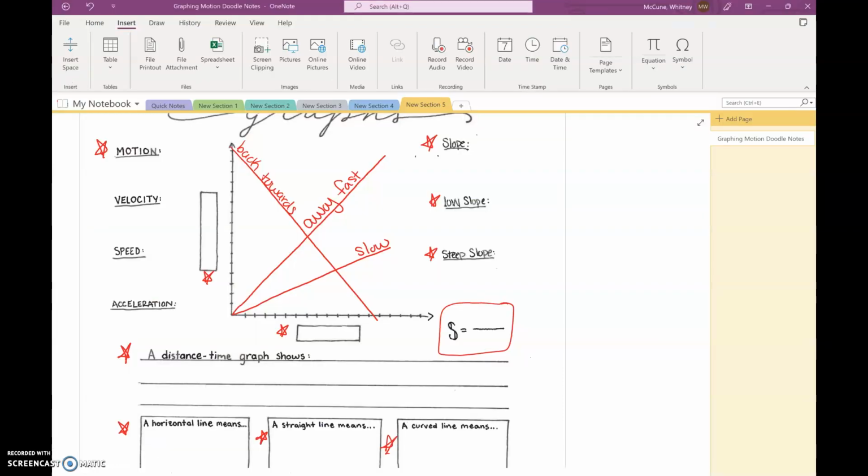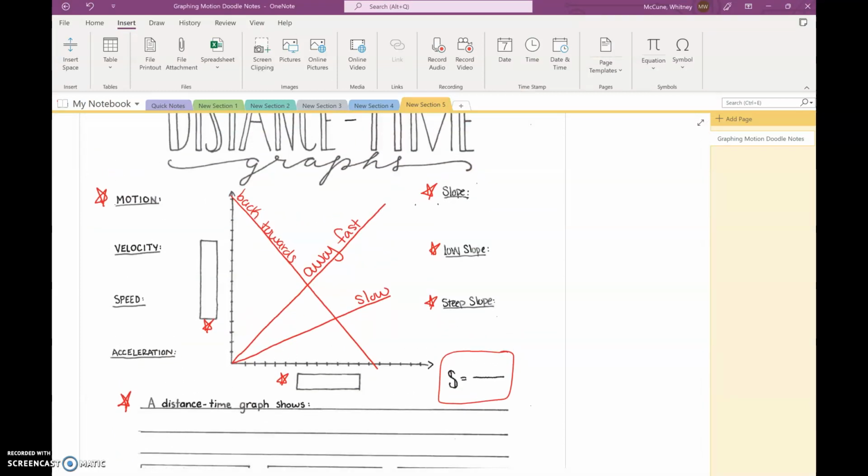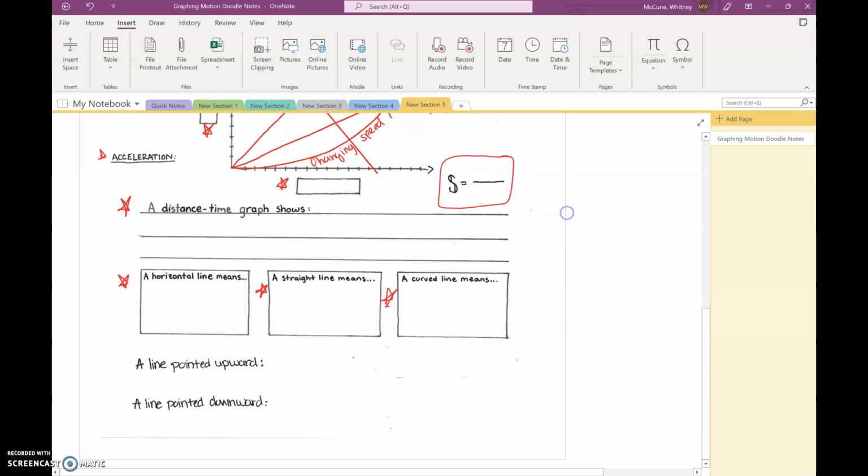All right. Let's head back to our doodle notes here. We're going to add 1 or 2 more graphs. We need to understand that the curved line means changing speed, which is acceleration. And then a flat line is no motion. Standing still. Right? By this point, you should have filled out everything, including these bottom ones here.